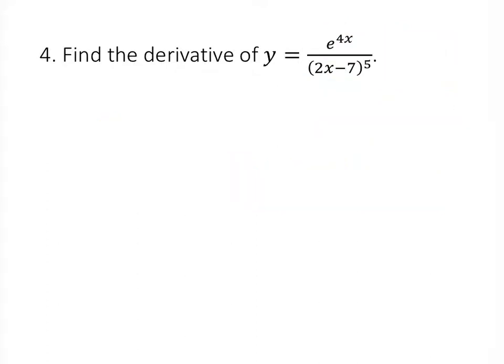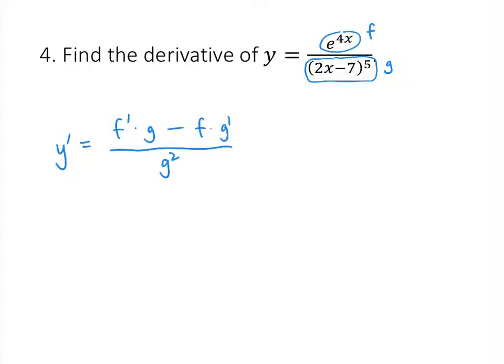For the next one, we look at this function and notice that dividing is the last operation. We've got this function on the top, e to the 4x, divided by this function on the bottom, 2x minus 7 to the 5th. So we call the top function f, we call the bottom function g, and we use our quotient rule. And the quotient rule tells us that our derivative is f prime times g minus f times g prime divided by g squared.